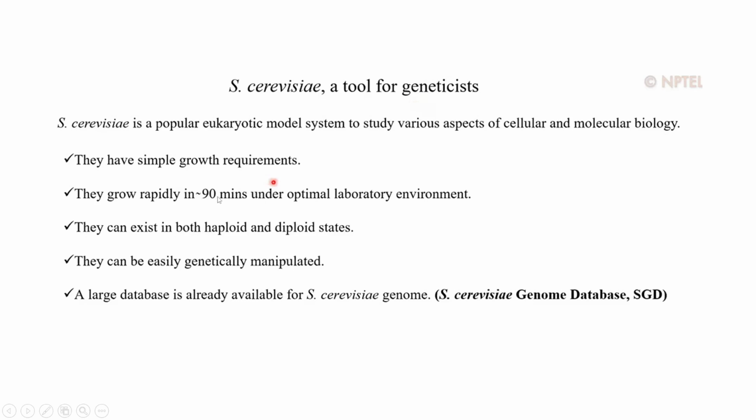So the life cycle time span is short. They exist in the haploid and diploid state, as we discussed. They can be easily manipulated. A large database is already available, the Saccharomyces Genome Database, SGD. Because we have the whole genomic information available, we can have a clear understanding of the gene which we want to study.